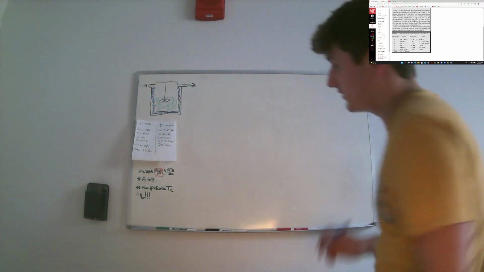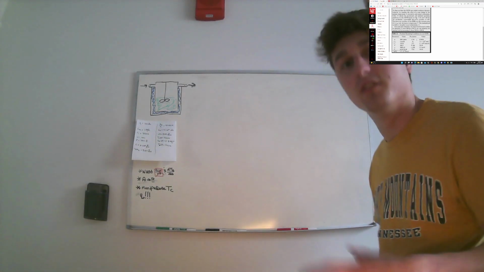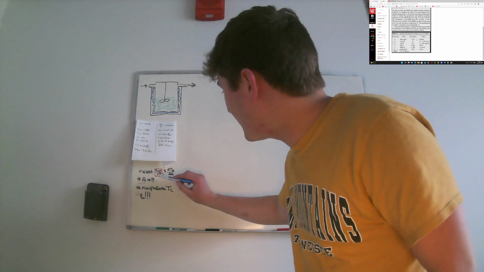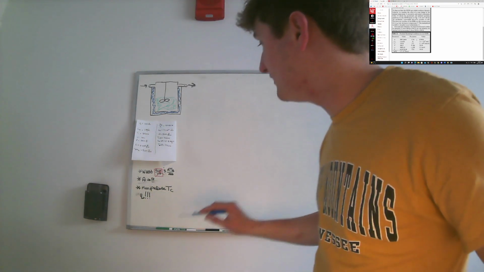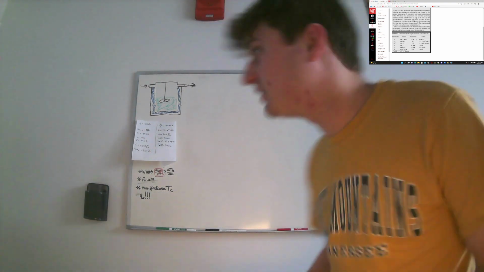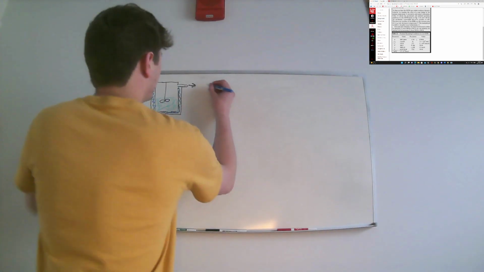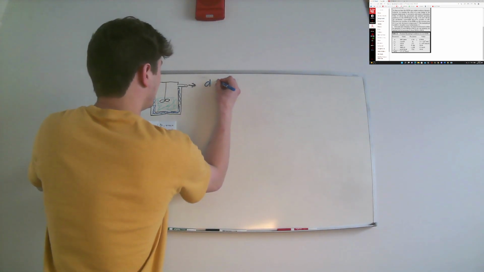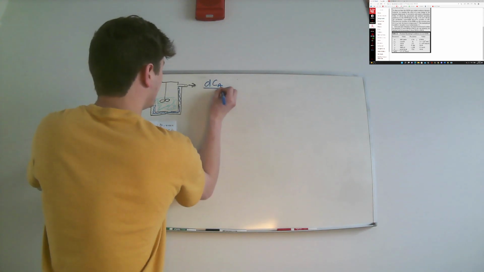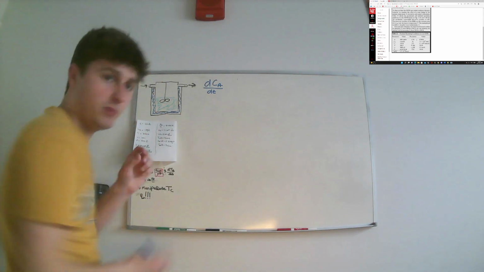Let's start with our first thing that we want, which I've already crossed out. This is the second take. We have the rate of change of the concentration of A over time. So this is what we want. Let's just get this up here. This is what we want. Now, how are we going to get there?